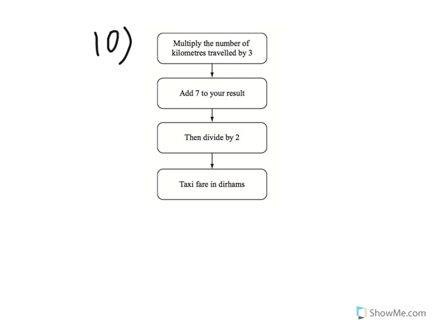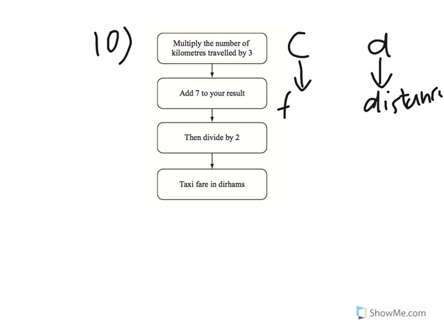So question 10 is just giving you a rule to work out the fare in dirhams for a taxi journey in Dubai. So it's asking you to find a formula for the fare in C dirhams for a journey of D kilometers, meaning D is the distance and C is actually the fare in dirhams. So we have to find a formula for the fare.